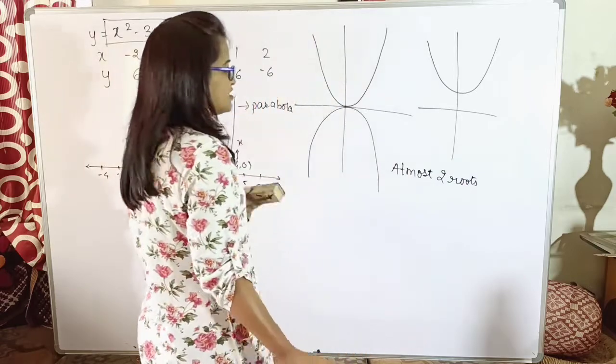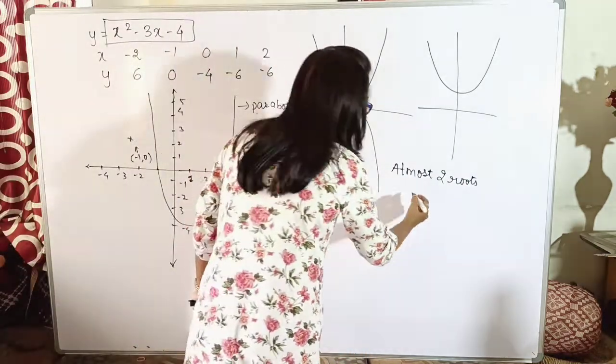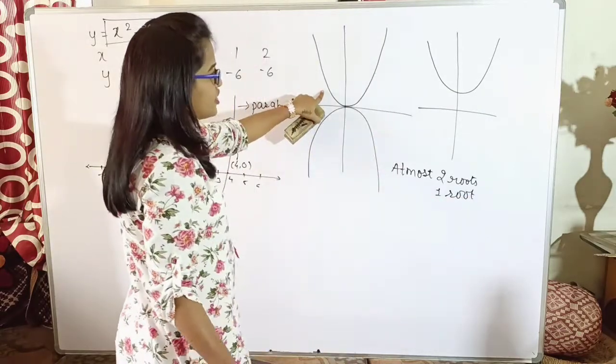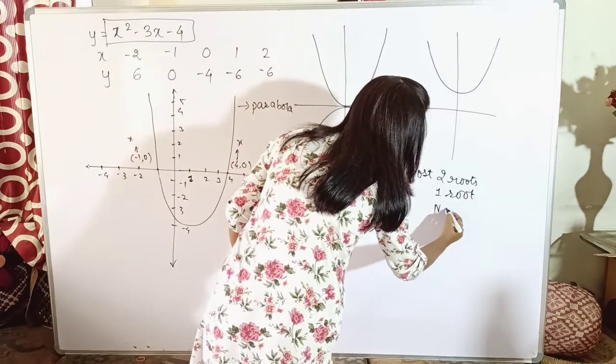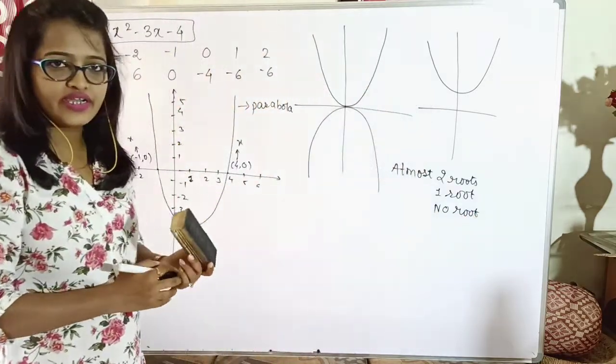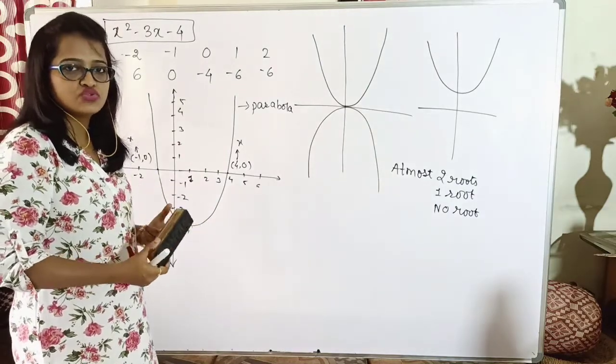Now what is the meaning of at most? At most means maximum it should have two roots, but the condition is it could have one root also, or it could have no root also. Okay, so that is the case for a quadratic polynomial. A quadratic polynomial at most has two roots.